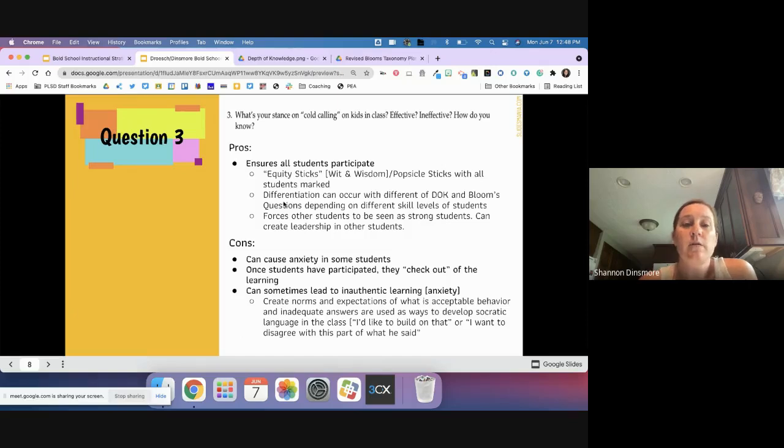It's through Wit and Wisdom. And Mike uses popsicle sticks in his classroom, where I let my kids know after we read this passage, I'm using those equity sticks so that they're focused and paying attention. You can differentiate the questions you're going to be asking when you pull their names. And it forces the students to be seen, all of the students can be seen as strong students through that differentiation. Cons is the anxiety I think it causes in a lot of kids.